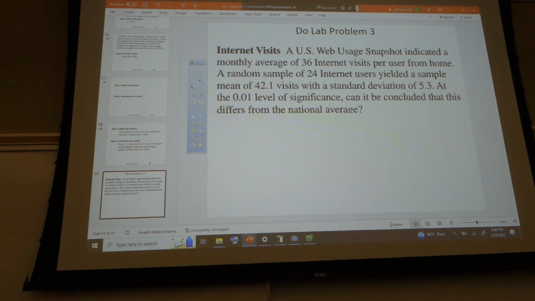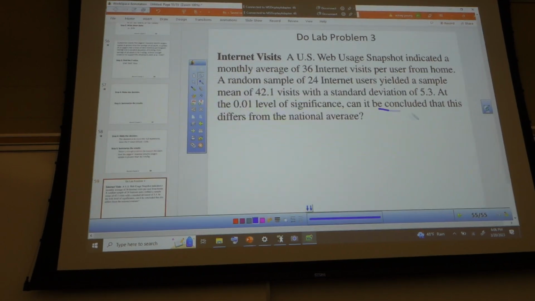So first of all, what kind of problem is it? It's a test, right? Because we have a conclusion that something differs. So it's definitely a test, but is it a proportion or a mean? Mean. How do you know it's a mean? That's average. Yeah, it has average and mean in it, and standard deviation. Everyone see those? Yes. So this is a mean.